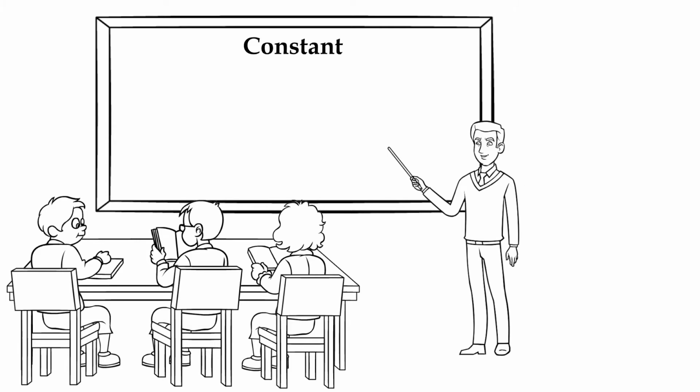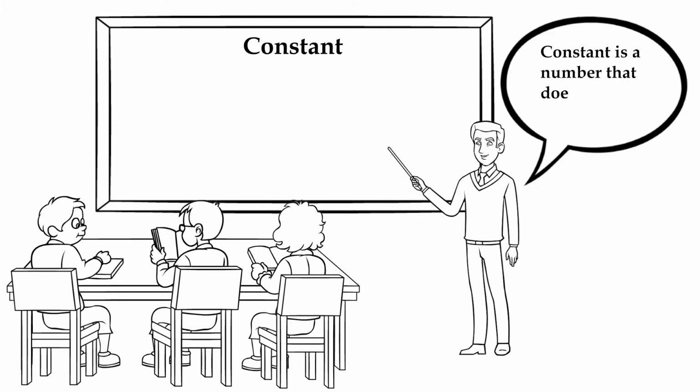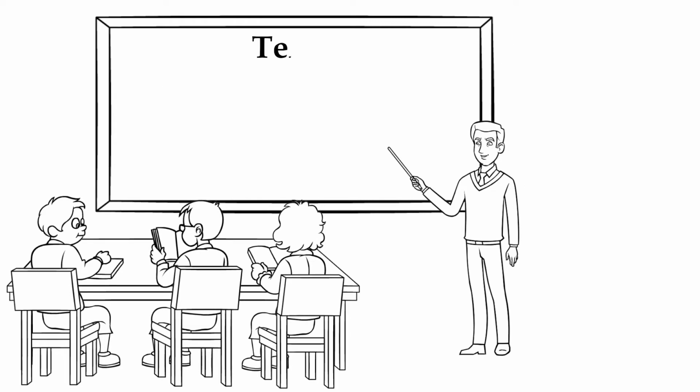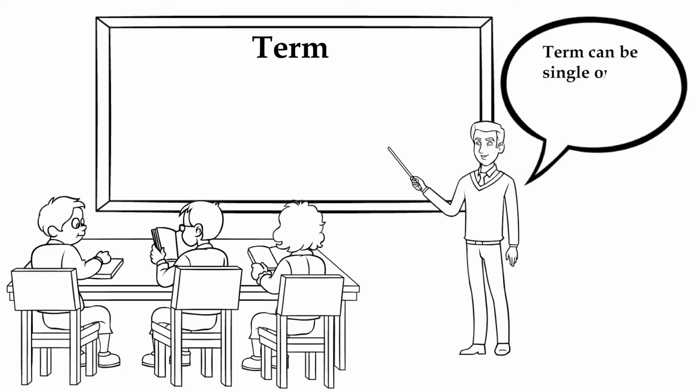Constant is a number whose value does not change over time, or with respect to other variables. For example, your date of birth does not change every year. The value of pi is always 3.142. A term can be a single variable, a constant, a combination of variables and numbers, or multiple variables. Multiplication operation is used between the variables and numbers in a single term. Addition and subtraction operations are used between two different terms. For example, the term 3ay has a number 3 and variables a and y multiplied together.